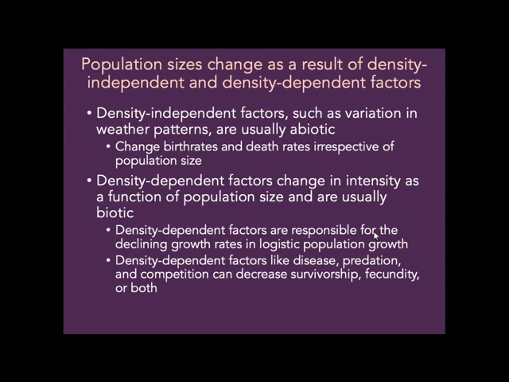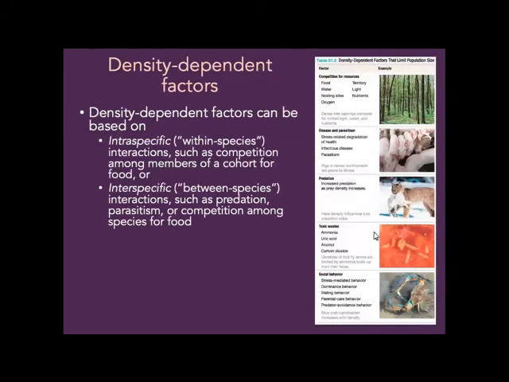And that's what causes, when you have a logistic population growth, the part at the top of the curve where N starts to approach K. If you looked at the individuals in the population, the reason the population stops growing is because individuals start suffering from disease, predation, and competition. Density-dependent factors can be intraspecific, meaning within a species, like competition amongst individuals of the same species for access to food, or interspecific, meaning interactions between species, like predation or parasitism.